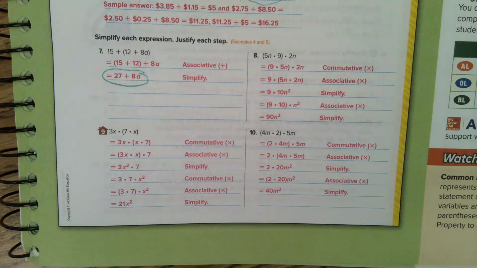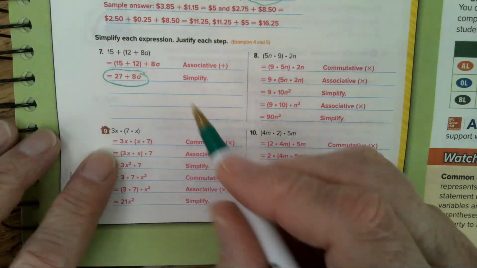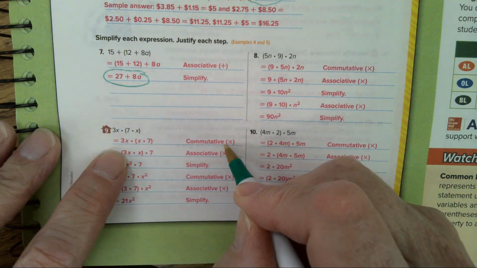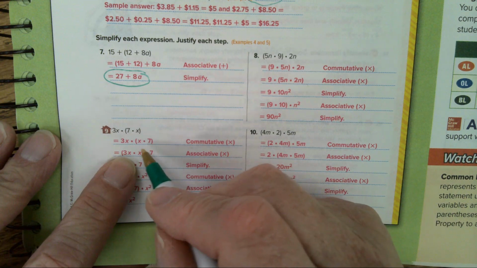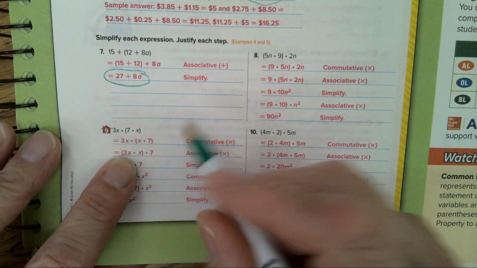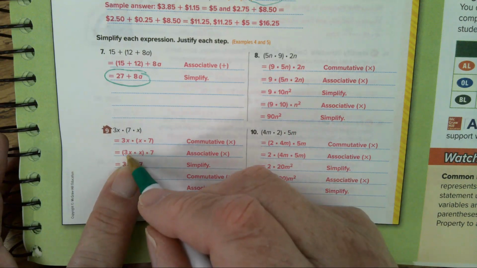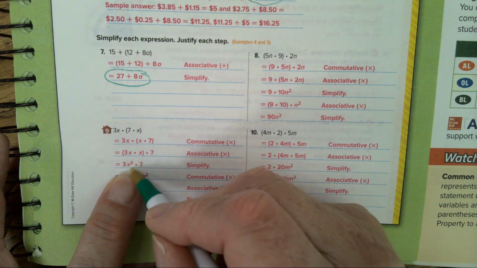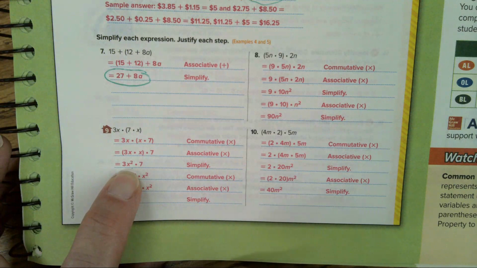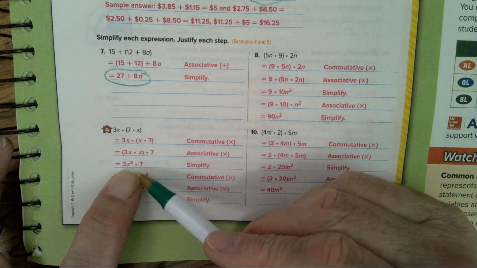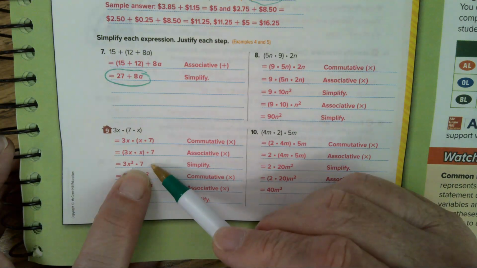But it's not, so you can't. Let's look at number 9. First, we move things around. You move the x and the 7. Then you combine. 3x times x is 3x squared. X times x is x squared. So you have 3x squared times 7.